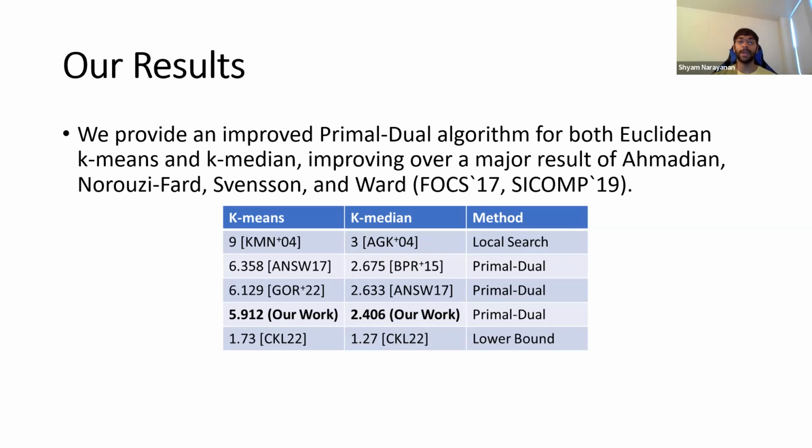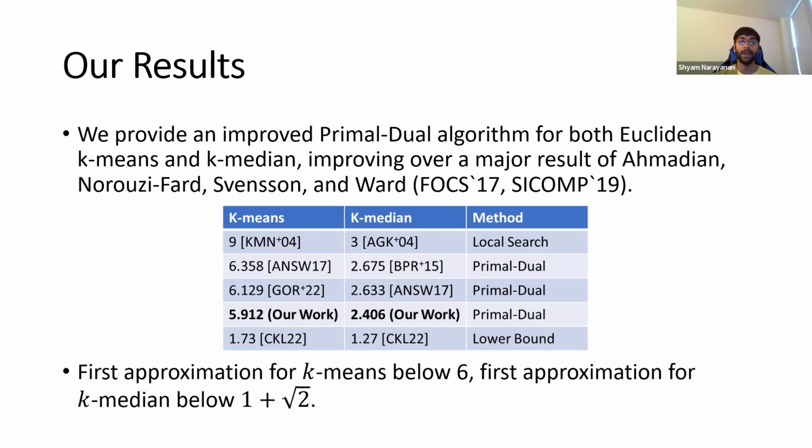previous best of 2.633. So interestingly, we provide the first approximation below 6 for k-means, and we provide the first approximation below 1 plus root 2 for k-median. And even though 1 plus root 2 wasn't previously known to be achievable, it turns out that our main contribution is really in breaking this barrier rather than in obtaining this barrier.